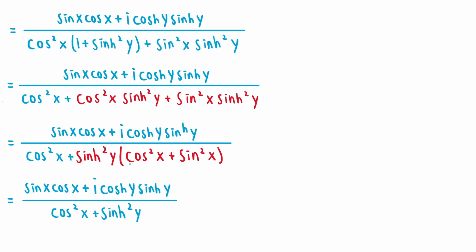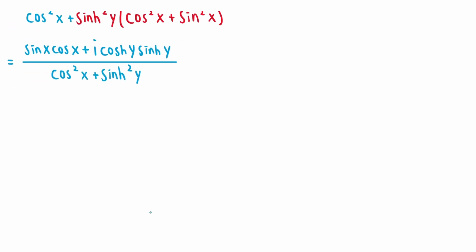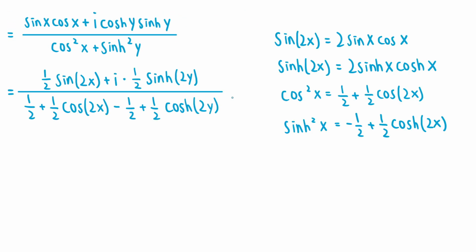Since cosine squared x plus sine squared x equals 1, this entire expression just simplifies to sine x cosine x plus i cosh y sinh y over cosine squared x plus sinh squared y. We can rewrite this expression in a different form using a bunch of trigonometric and hyperbolic identities. We can rewrite sine x cosine x as 1/2 sine 2x using the double angle formula for sine, and we can also rewrite i cosh y sinh y as i times 1/2 sinh 2y using the identity sinh 2x equals 2 sinh x cosh x.